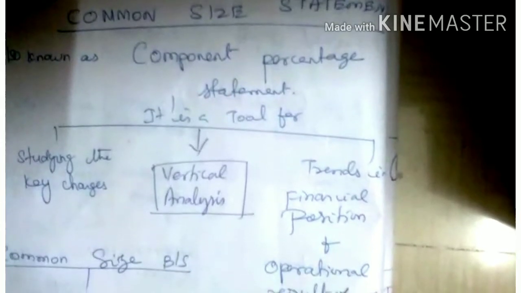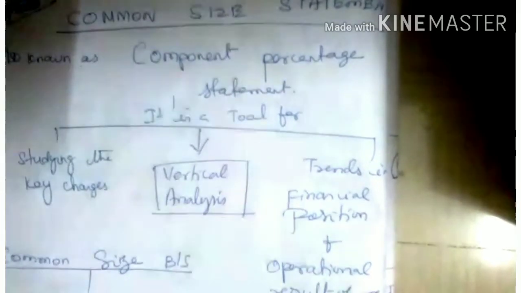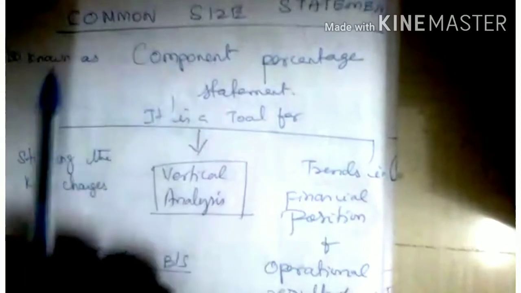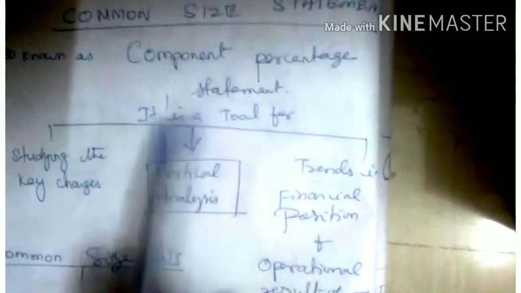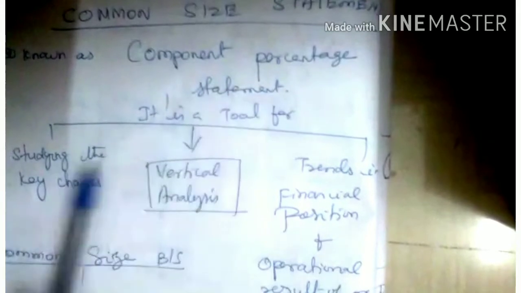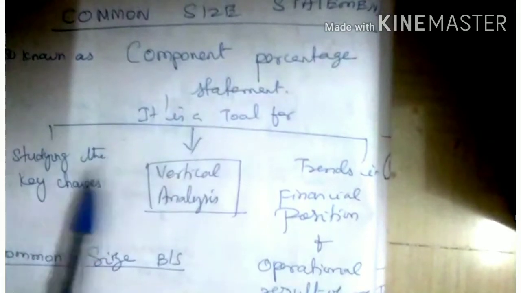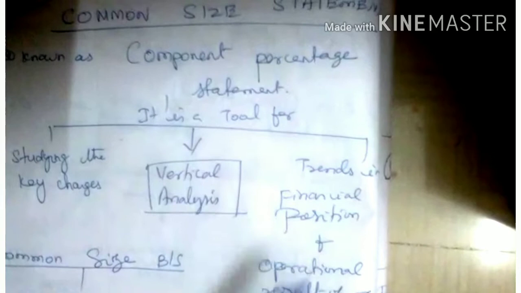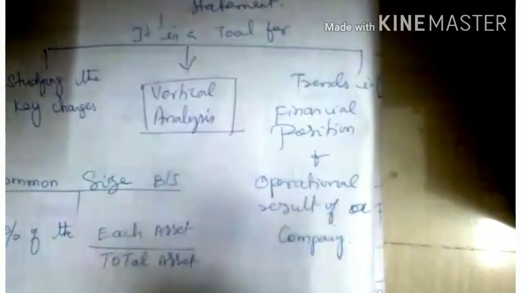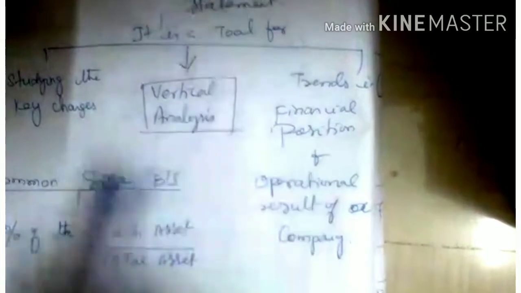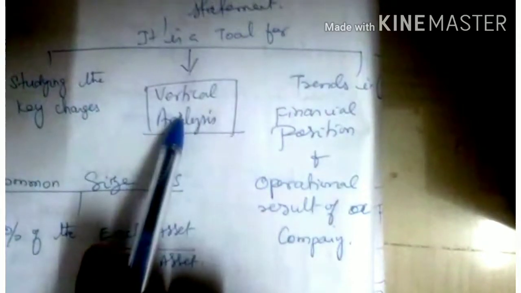Today we are going to discuss the common size statement. The common size statement is also known as the component percentage of a statement. It is a tool for studying the key changes and trends in the financial position and operational results of a company. Okay, that's very important. This statement is called vertical analysis.